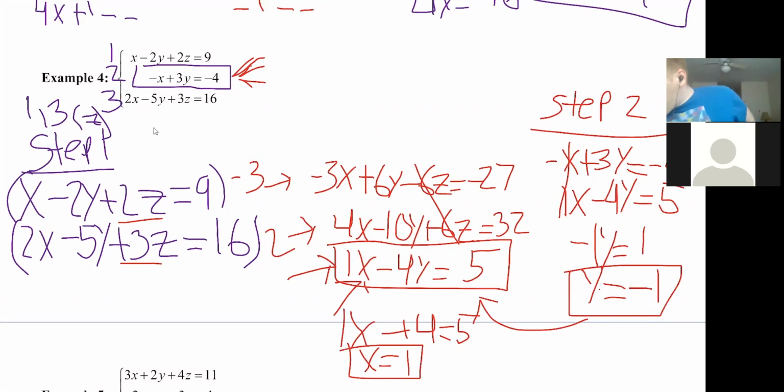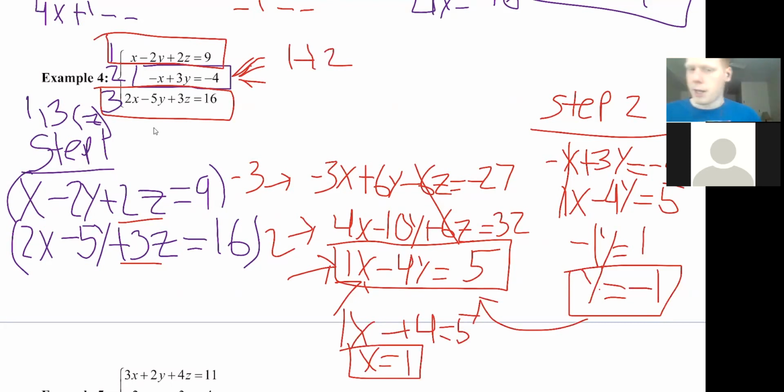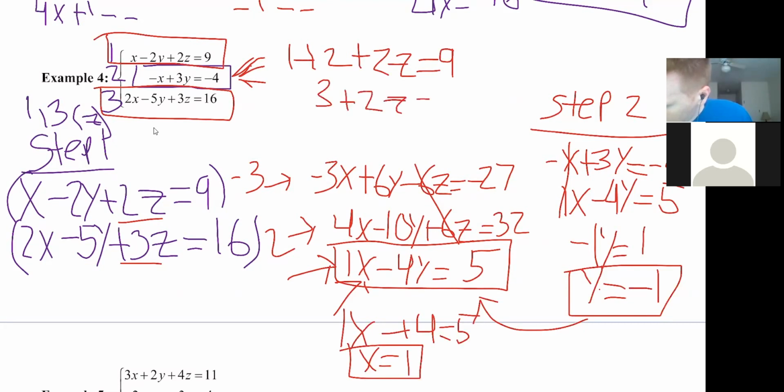Now that we've got two of our variables, I can plug them into either of these original equations. You'd want to plug it into equation 1 or equation 3 because it has all 3 variables, because we're going to solve for our z now. So if I do this, I'll just do the top one. I would have 1 minus 2y. That would really turn into a plus 2, because -2 times -1. And then plus 2z equals 9. So I'd have 3 plus 2z equals 9.